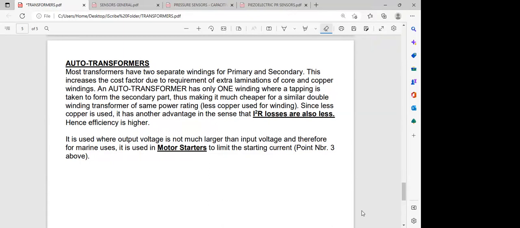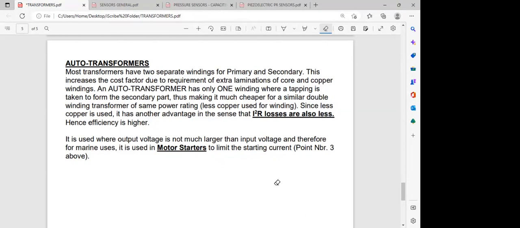So if you're going to have an auto transformer, and we saw what an auto transformer is, it has only one winding, and then you have your secondary as a tapping from that. Correspondingly, your auto transformer is going to cost less because we are using less copper. Also, your I²R losses are less because the copper used is less. Therefore, the efficiency of your auto transformer is much higher than your normal transformer.